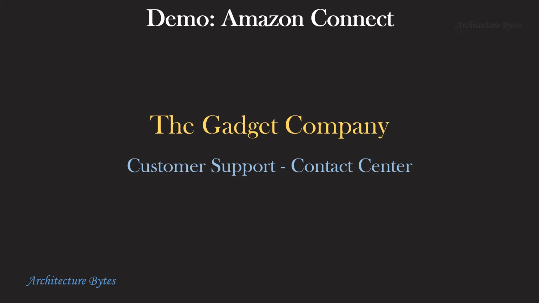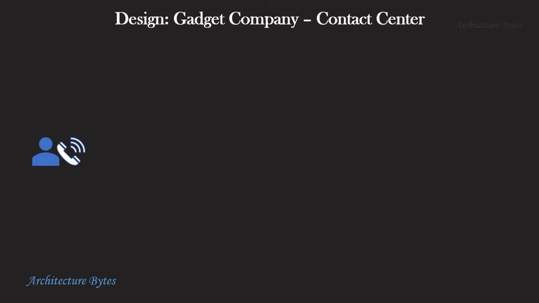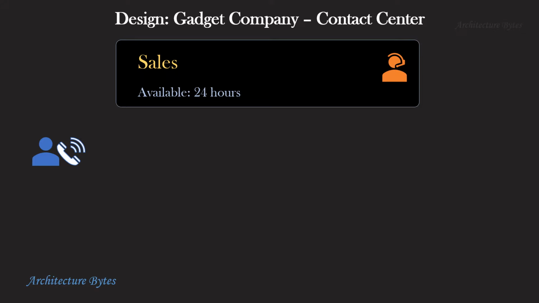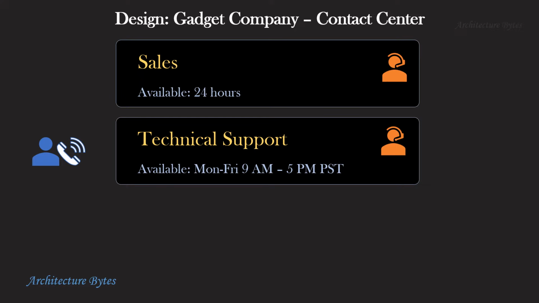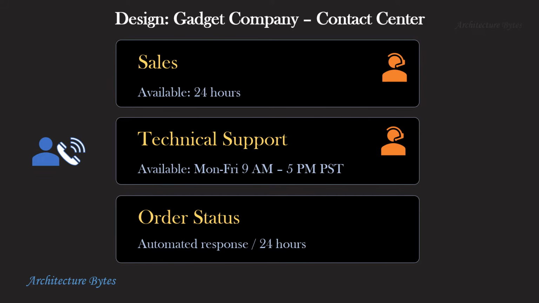For our demo, we will create a cloud contact center for our fictitious company called the Gadget Company, which sells gadgets, provides technical support, and automated order status information. Let us plan and design our contact center at a high level first. Customers can dial in to talk to a sales or a technical support agent. In addition, they can get their order status. Note that sales is available 24 hours while technical support is available only during specific working hours on weekdays.